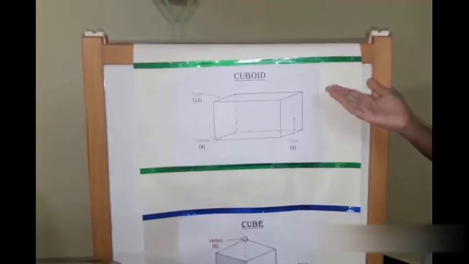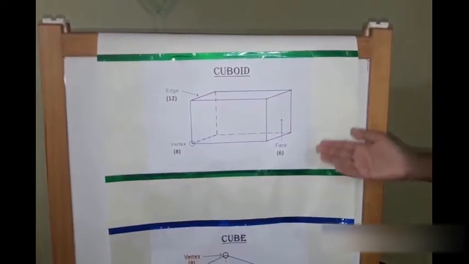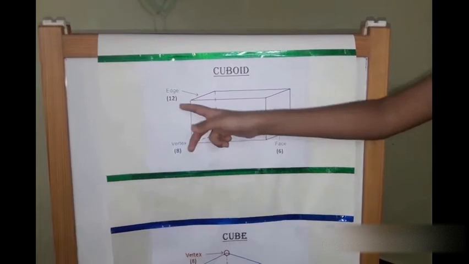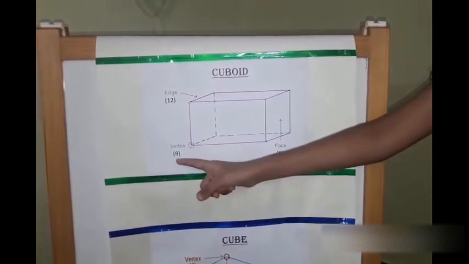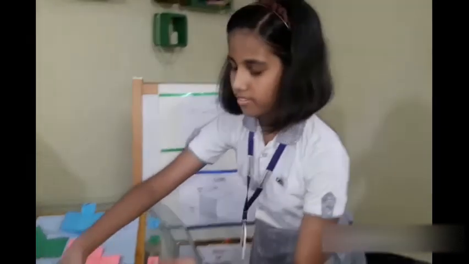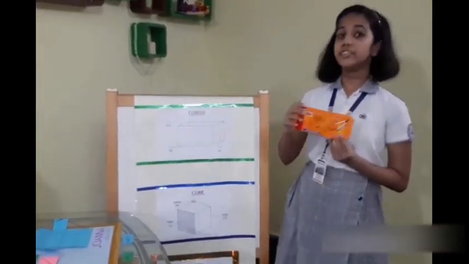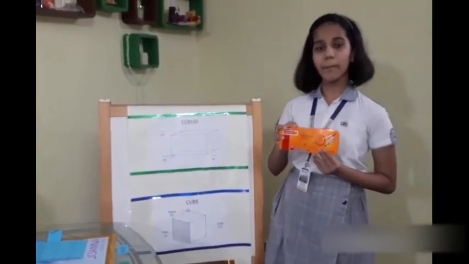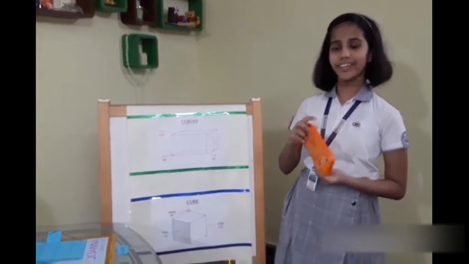This is a figure of a cuboid. A cuboid has 12 edges, 8 vertices and 6 faces. Geometry box is an example for a cuboid.